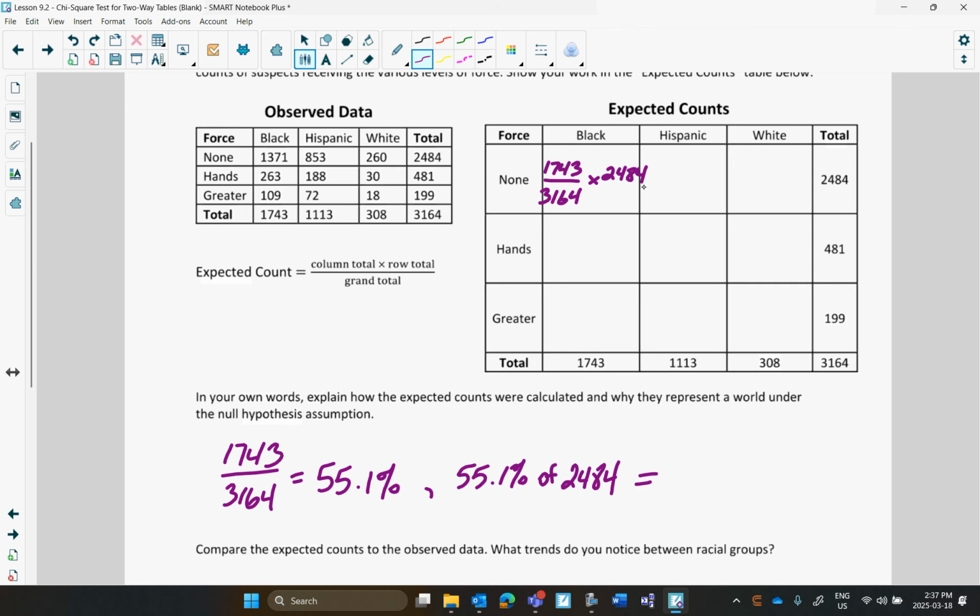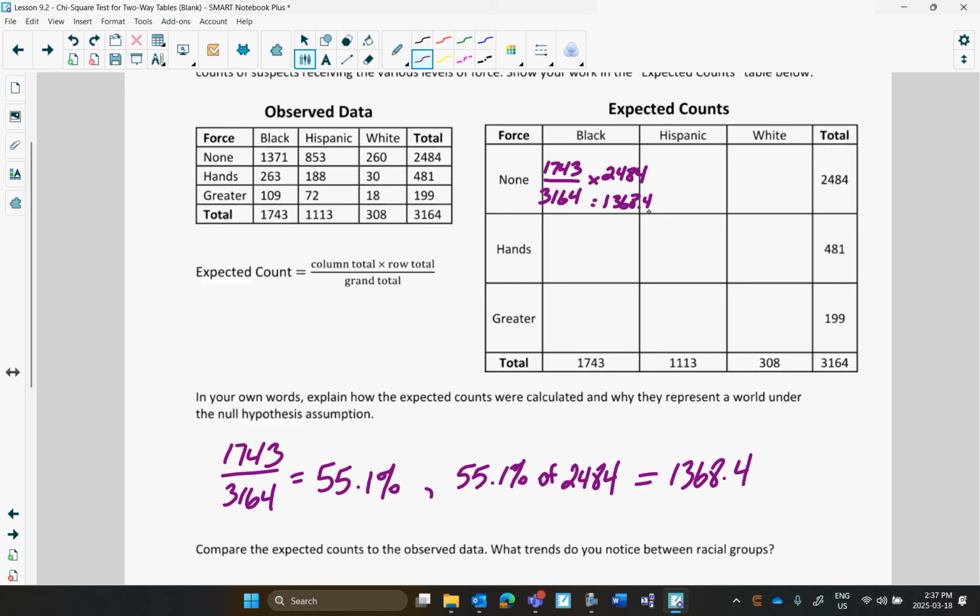And you can see that it works. This works out to 1368.4. So that's what we expect. How many Black people would be stopped but no force would be applied? This is how many actually happened, pretty close to each other. So you'd have to do the same thing for the other 8.